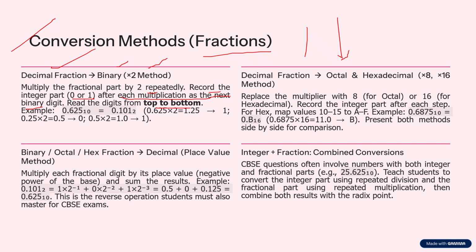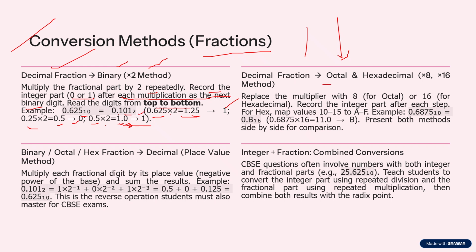For example, 0.625 in decimal, the result is 0.101 base 2. How? 0.625 times 2 is 1.25, we note down 1. Then the remaining part 0.25 times 2 is 0.5, noting down 0. Then 0.5 times 2 is 1.0, noting down 1. Since the fractional part is 0, if we multiply again by 2, we get 0, so we will stop here. The final result is 0.101 base 2.